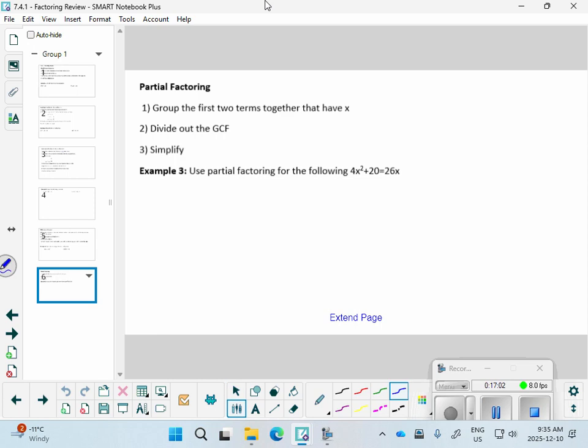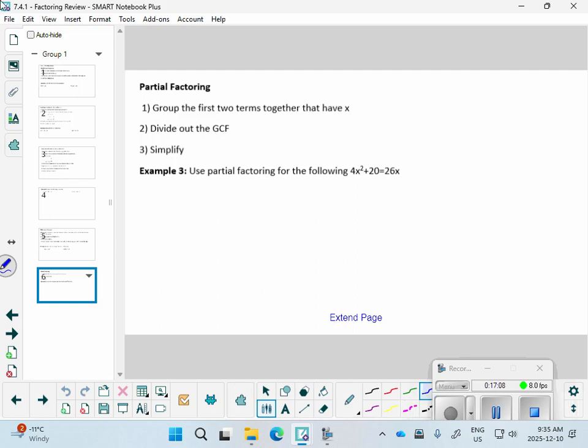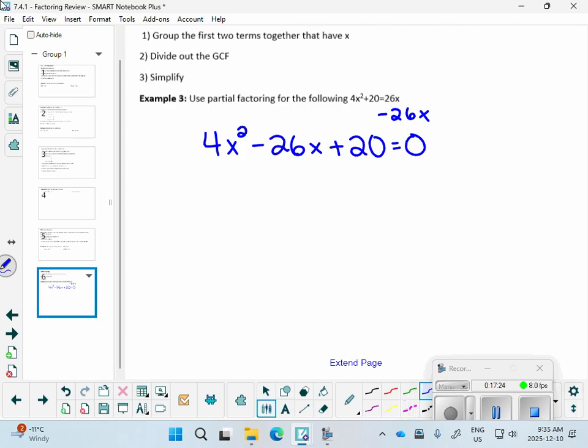So we still need to get it equal to 0. So I'm going to take that 26 to the other side by subtracting it. So I'm going to have 4x squared minus 26x plus 20 equals 0. So immediately I would go, okay, we can divide everything by 2. When we do that, we're going to try to factor, and what we're going to realize is it doesn't work. Okay? When it doesn't work, we can do something that's called partial factoring.